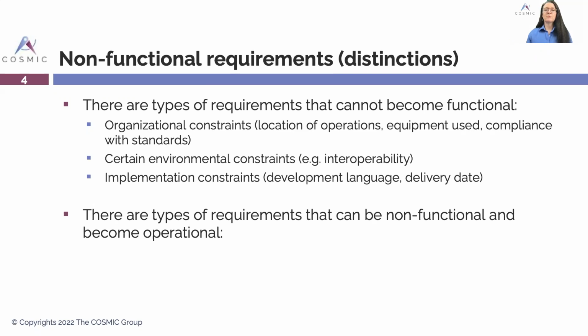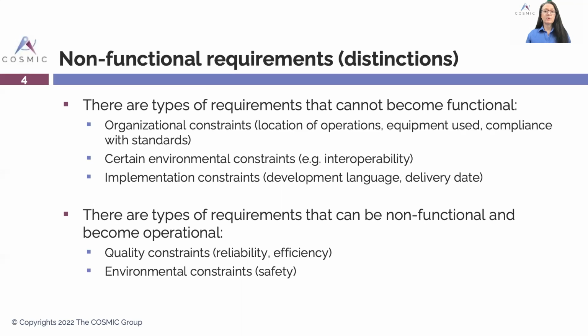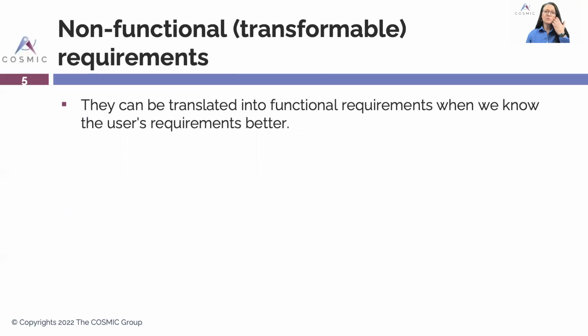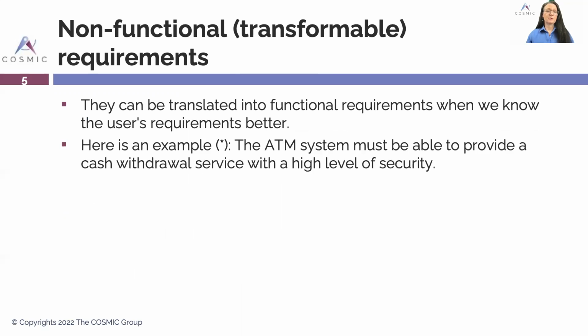And there are types of requirements that can be non-functional at first and become operational once we refine them, such as quality constraints like reliability and efficiency, and environmental constraints like safety, security, etc. Those non-functional requirements that are transformable into functional requirements can be refined, of course, when we know the user requirements better.